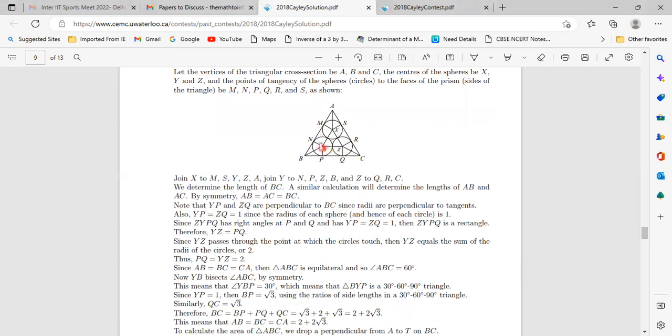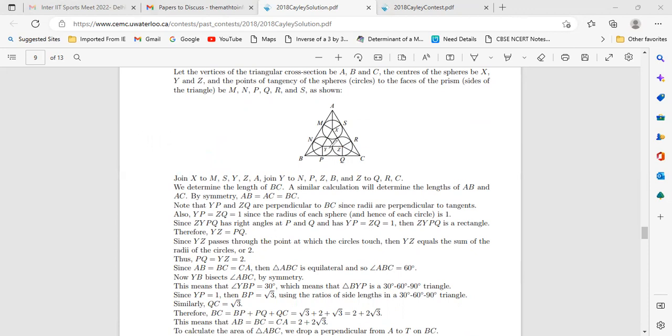So the line YZ passes through the point at which the circles touch. Then YZ equals the sum of the radii of the circles, which is 2. From here to here, it's 1, and from here to here, it's another 1. So you can say that YZ is 1 plus 1, which will give you 2. I hope this point is clear.